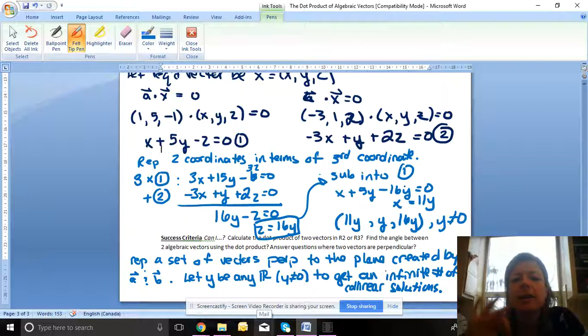So hopefully you can re-look at this example, ask me questions tomorrow to clarify anything, and hopefully get all of these examples to make sense to you.